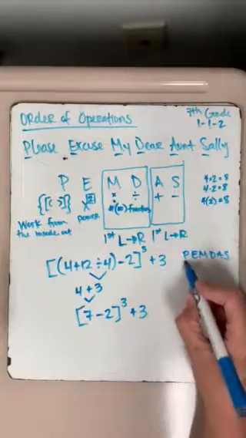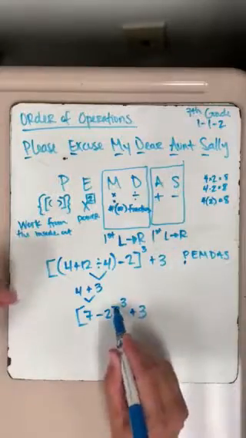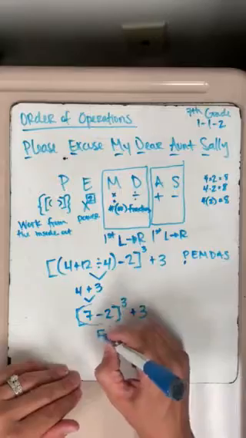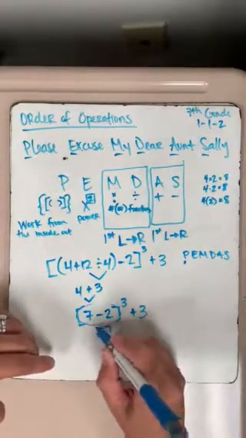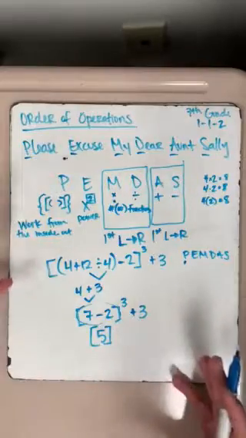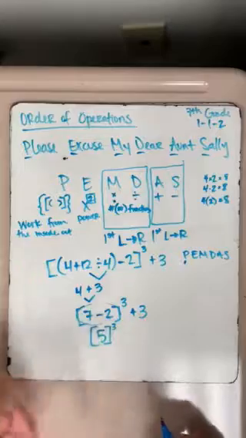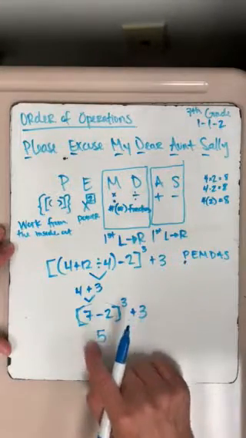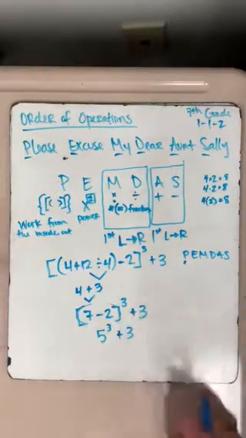I still have a set of parentheses, so I'm still working on that first little bit. I am only concerned about 7 minus 2. So when I do that, I get 5. Now, I don't need brackets anymore. Brackets don't separate anything from anything else. So sometimes you might see that, but that's okay. It'll mean the same thing as just 5 cubed plus 3.